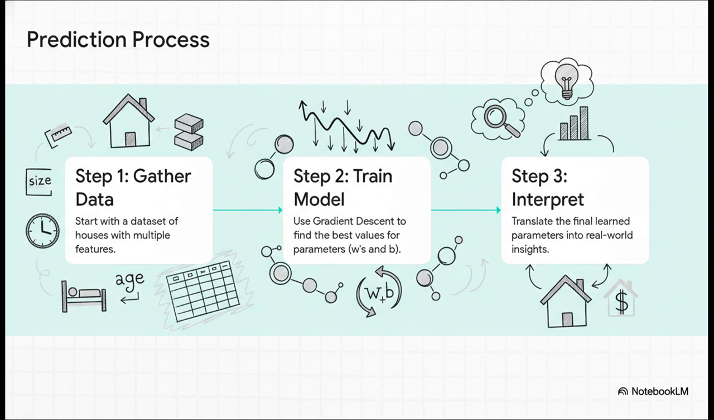So the whole process really breaks down into 3 clear steps. First, we gather our data, that table of houses with their size, bedrooms, floors, and age. Second, we unleash our gradient descent algorithm to train the model, letting it figure out the best values for all our weights and the bias. And third, and this is the most important part, we interpret what the model has actually learned.